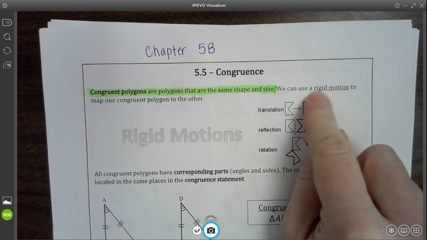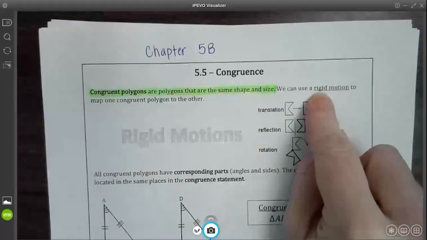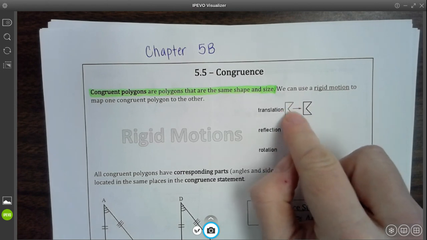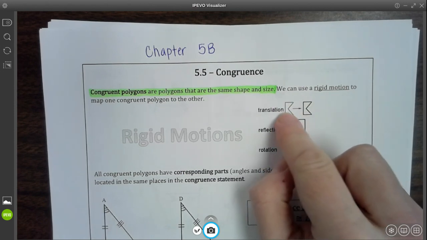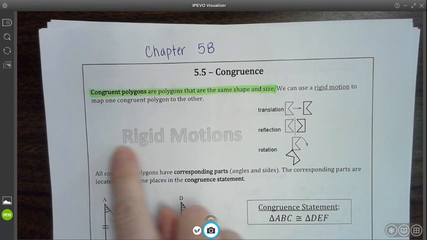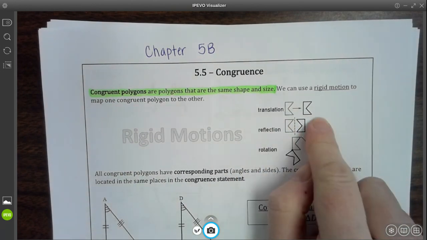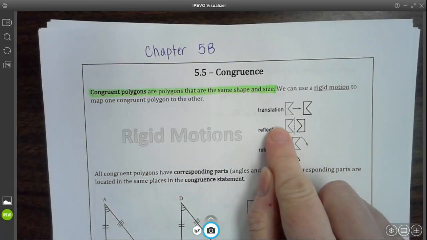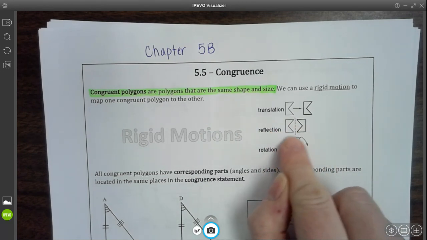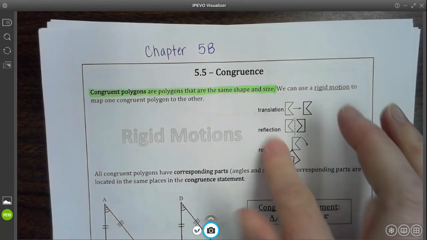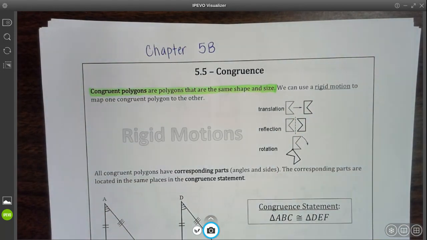Rigid means it's not flexible, it stays the same, right? So a rigid motion means it's going to stay exactly the same shape and size from one movement to the other. Our different types of rigid motions are a translation, which is another word for a slide; a reflection, which is another word for flip; and a rotation, which is another word for a turn. We're going to be studying these in section 5-6.